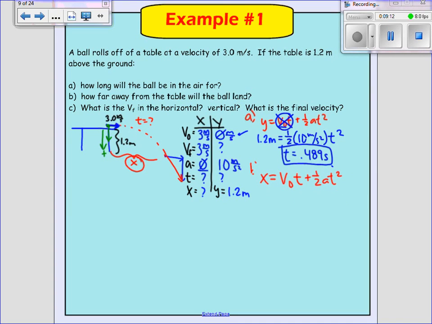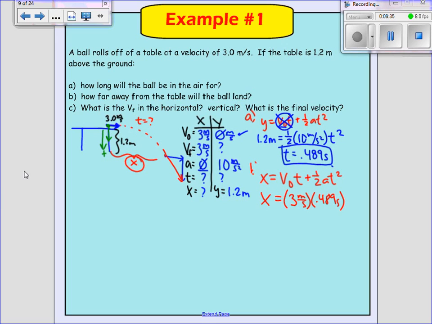But now what we're going to do is use it for x values. So if I want to know how far something goes in x, I need to use the initial velocity in the x direction, which is 3 meters per second, times the time it's in the air for, which I now know is 0.489 seconds. And then notice here, plus 1/2 at squared.